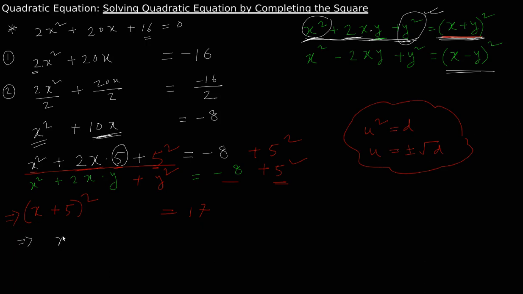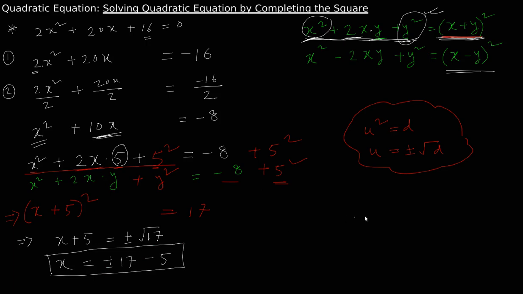So I can write x plus 5 equals plus minus square root of 17. So what is going to be my x then? x will be plus minus square root of 17 minus 5. So this is our answer. So what is going to be the solution? So the solution is, one of the x is positive 17 minus 5.